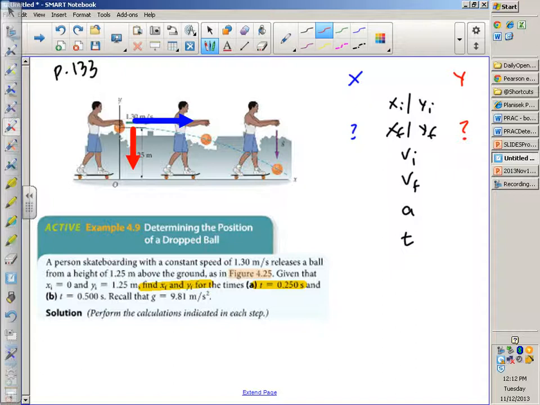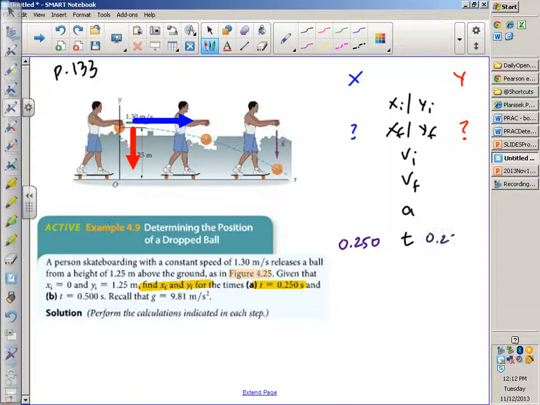For example, first thing, pretty obvious, right? It tells us that we want to know where this object is at time 0.250 seconds. We have a row here for time, right? 0.250 is which time? The horizontal time, or is it the vertical time? Horizontal. No, it's the vertical. It's actually both.